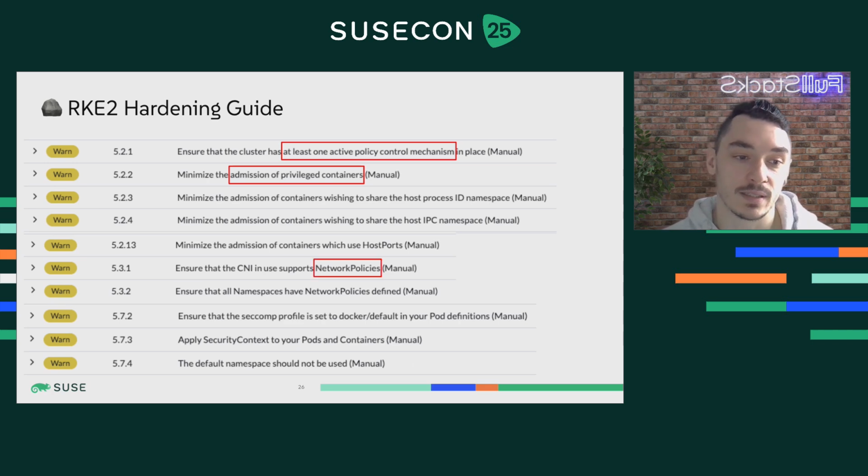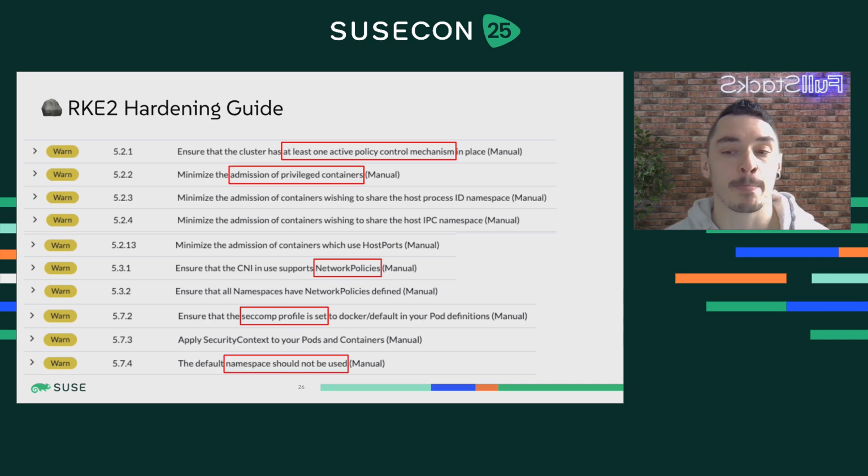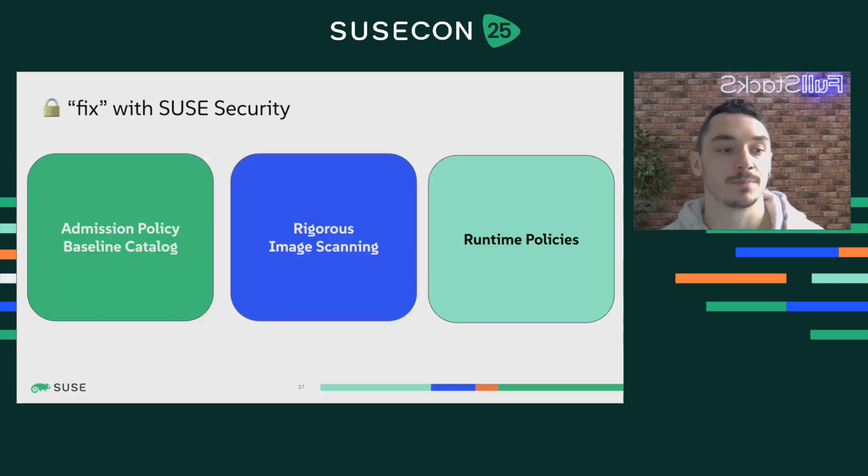We need to ensure that a CNI that supports network policies is in place. Well, though SUSE Security is not a CNI, it can implement network policies or runtime security to a great extent, which is the same capability as network policies bring to the table. So I'd suggest that this is the same functionality, so we also cover that case with SUSE Security. We can definitely ensure that some kind of secure computing profile is set, as well as other security context configurations. And we can also make sure that certain namespaces must or must not be used.